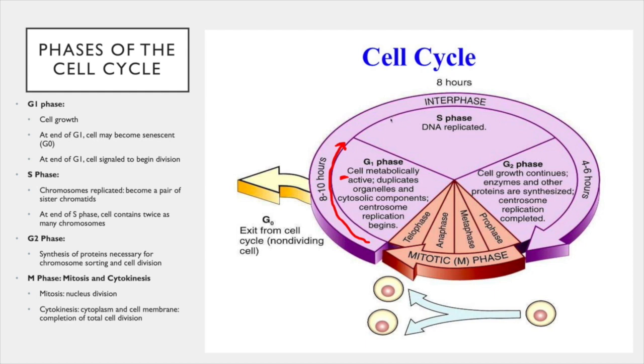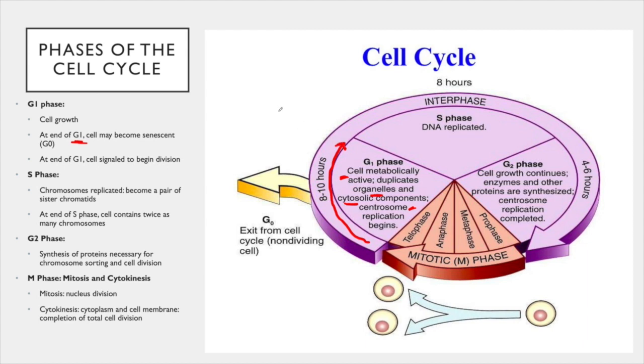If that's going to occur, then we're going to start seeing duplication of organelles. Other parts of the cytosol are going to replicate. The centrosome begins to replicate because the centrosome is responsible for microtubules and such, and structurally those are going to be required for the cell to actually create two new cells. So at the end of G1, the cell is going to have to make a decision, and that decision is going to be protein determined.